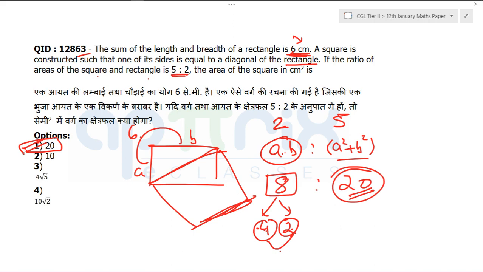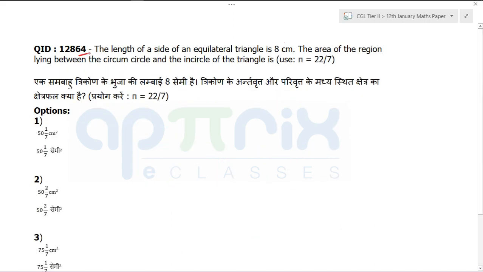Moving further now. Question number 64. What it says, the length of the side of an equilateral triangle is 8 centimeter. The area of the region lying between the circumcircle and the incircle of the triangle is. While reading the question, the only thing I'm getting is happiness, right?